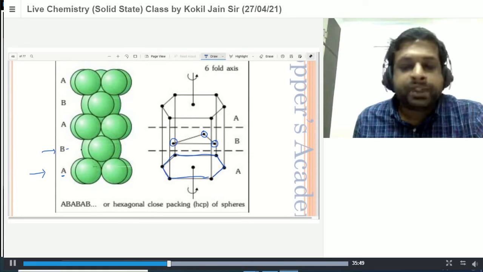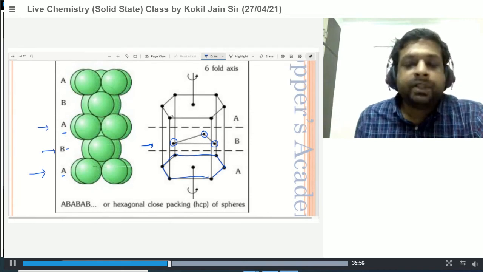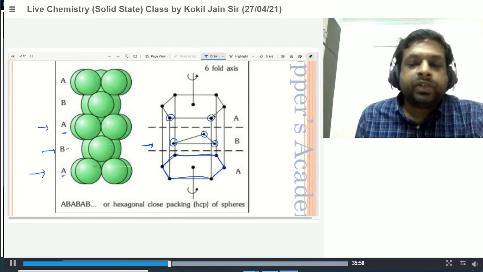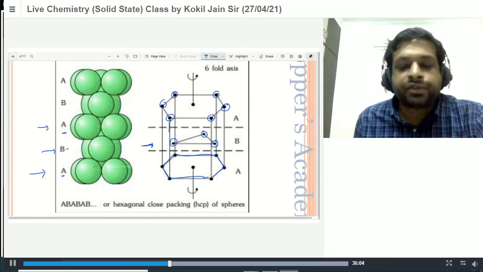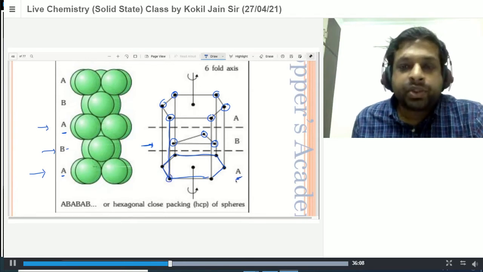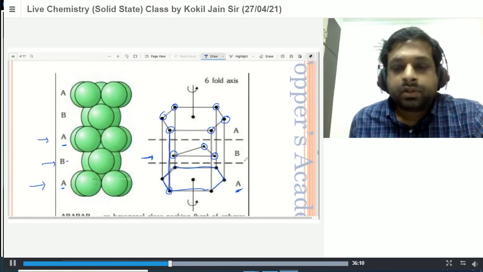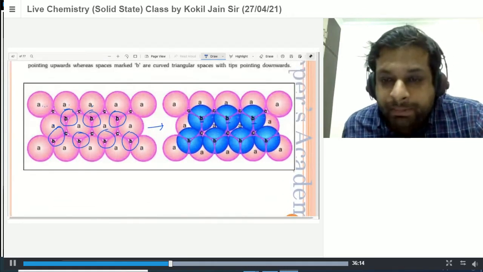Now, when we try to calculate the packing efficiency, this is the B layer here. In this third layer arrangement, we are again putting up another sphere on exactly the same position as in the first layer. The packing efficiency is 60.4%. Going back to the earlier diagram, the one which has higher packing efficiency will be more stable.